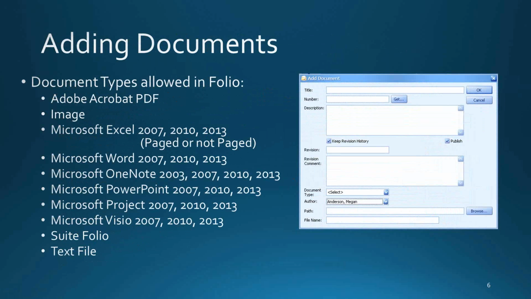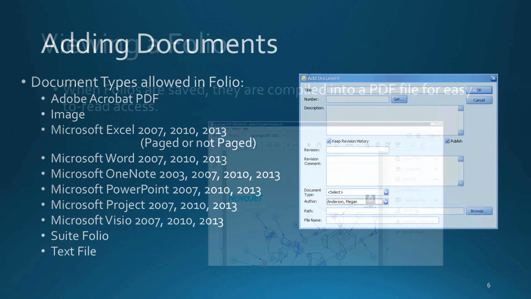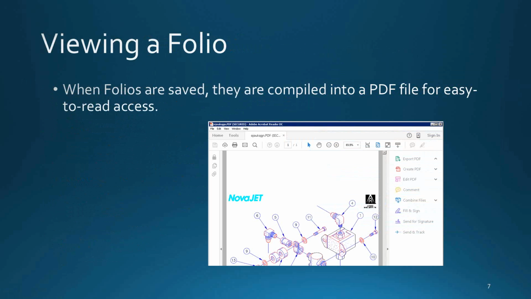If you don't see your document type when you need it, you can just select it as any, and it will be in the folio, but it will not publish to the PDF that is created. You would repeat this process of adding documents until you have all the documents you need to start the folio. You can add more documents as the editing process goes on.